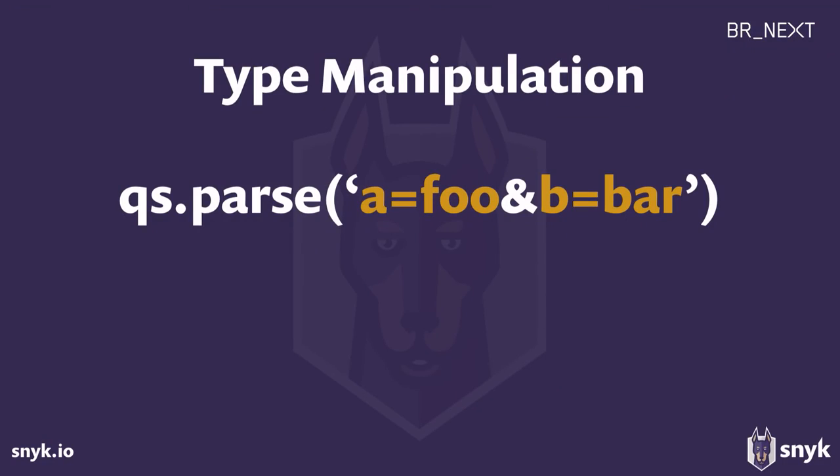It also demonstrates a broader problem called type manipulation, which is true for any dynamically typed language, and specifically JavaScript, and can happen with JSON, but also can happen in other components. A good example of that is QS. With QS, if I parse a string like this, I get a JavaScript object with two fields, A and B. But if I pass it two A's, I get an array.